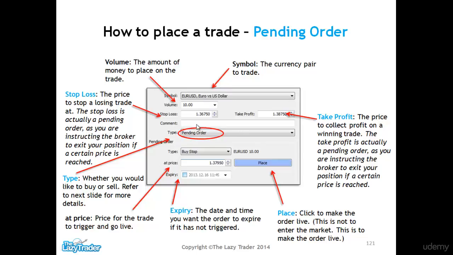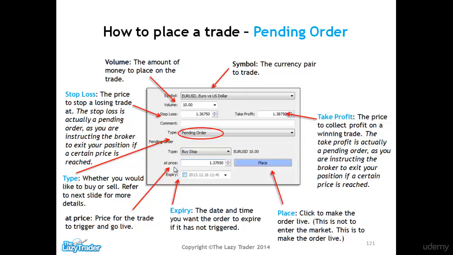Our all-important stop loss to protect our capital if the trade does go the other way is here. Take profit on the flip side. If we want to get out of the market as soon as we've made our nice big profit, we can with our take profit option. It's not compulsory to have either of them, but we highly recommend that you do. And of course, the all-important pending order type and the price here.